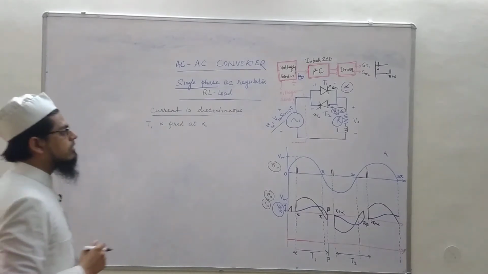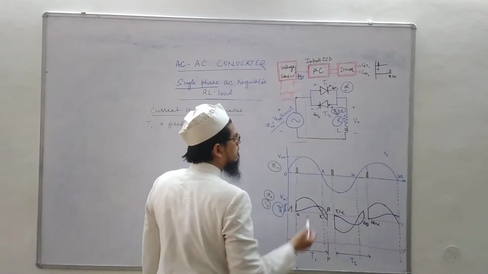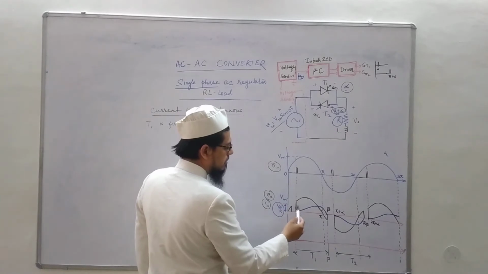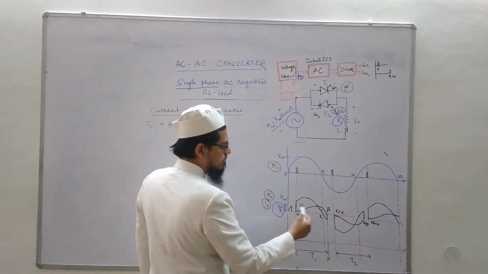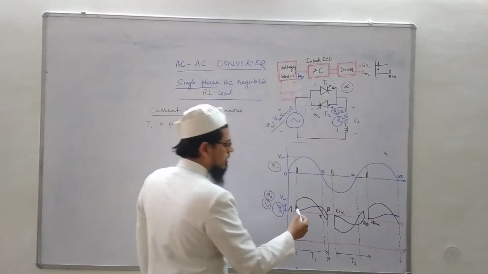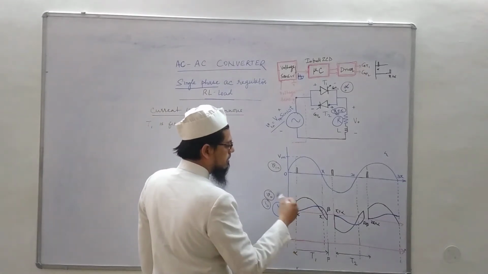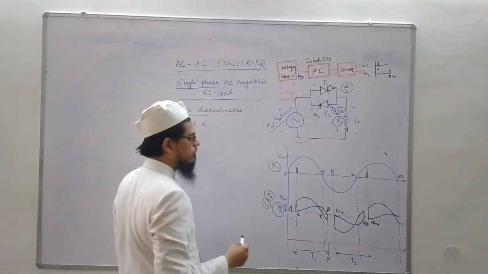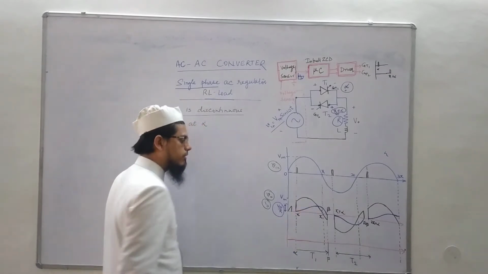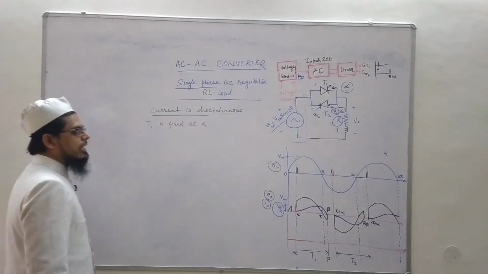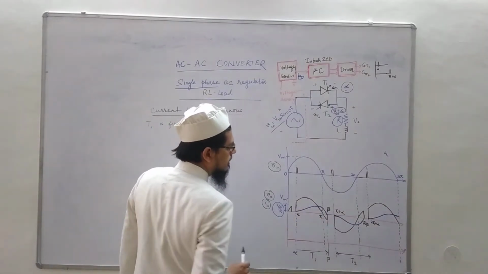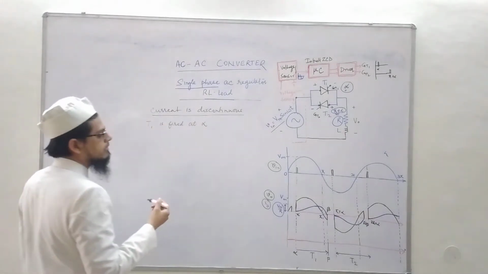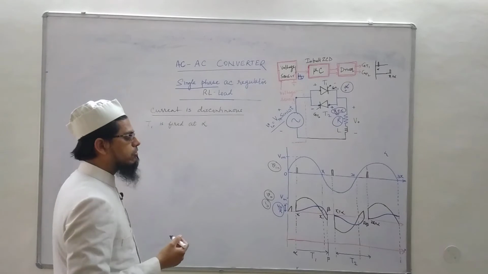So if T1 is fired at alpha, current will start increasing. In the previous case when we took R load, the current was starting from here, which was limited by the value of R. It is not the case here, since we have got an inductive load, so current has to start from 0. I would be writing down the expression for the current also, but first let us try to obtain the expression for the RMS value of the output voltage.